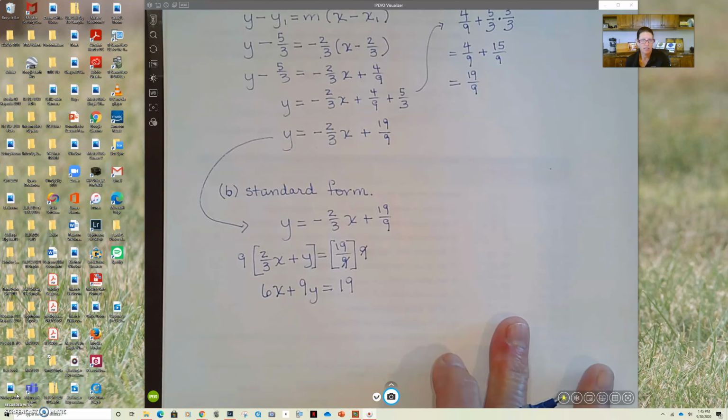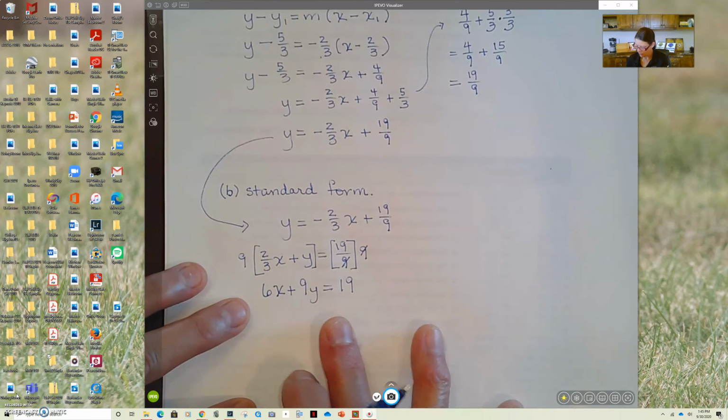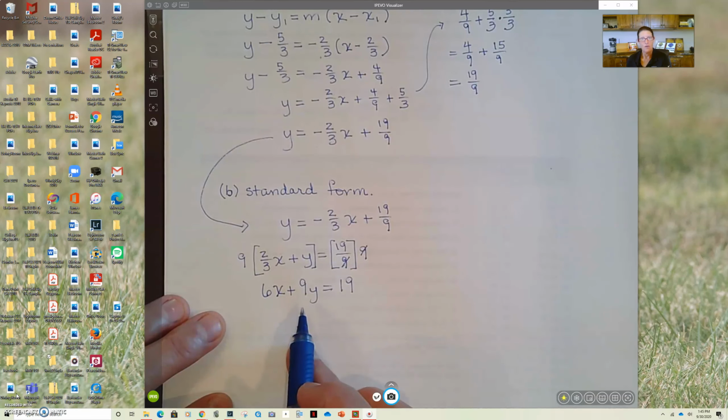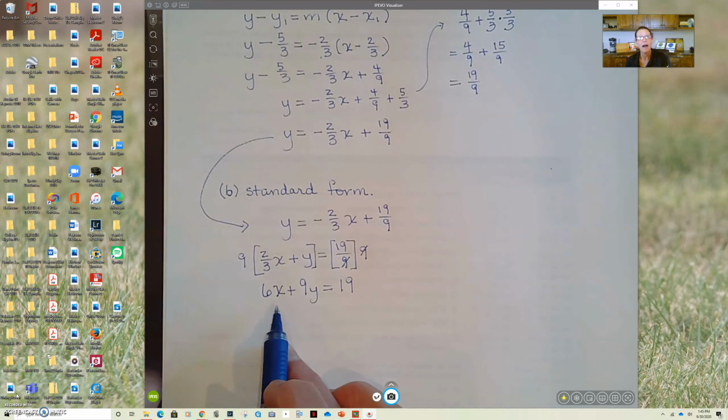Here we do have our standard form, which, according to our textbook, is defined as the equation of a line in two variables where your x and y terms are on the same side. There are no fractions or decimals, and one more little caveat is that your coefficient of x needs to be a positive number, and in this case it is.